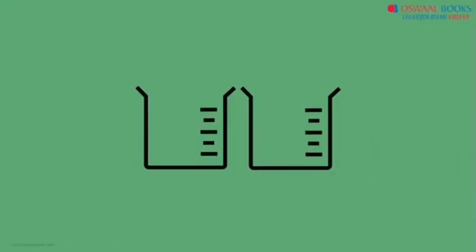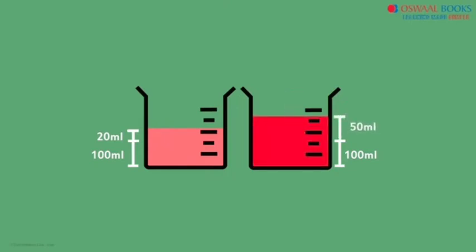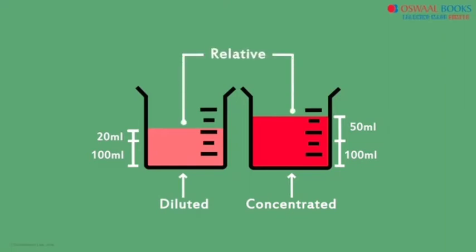Here are two beakers on the screen, one on the left and one on the right. And both have 100 milliliters of some colorless solvent. Now in the beaker on the left, I add 20 milliliters of some red solute. And on the right, I add 50 milliliters of the same red solute. In this case, we say that the solution on the right is concentrated and the one on the left is dilute. We are looking at these two relative to each other. And you can see that the concentrated solution is more red in color as compared to the dilute one. This is stronger, we can say.